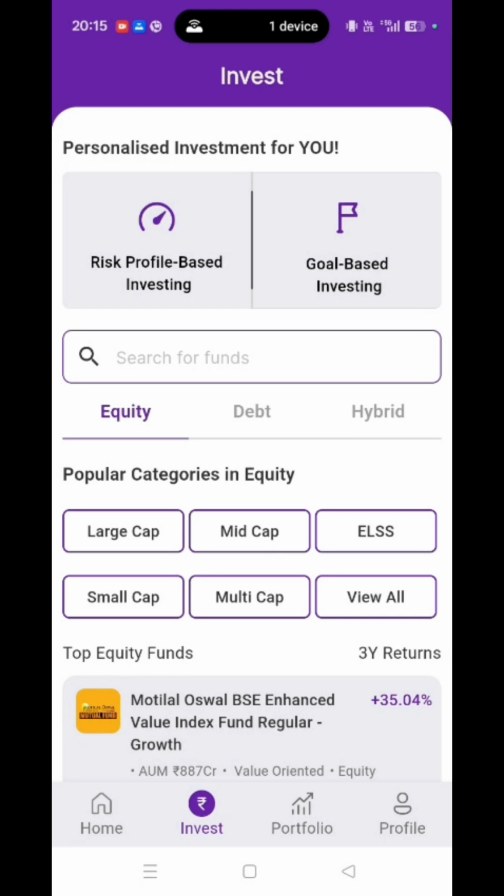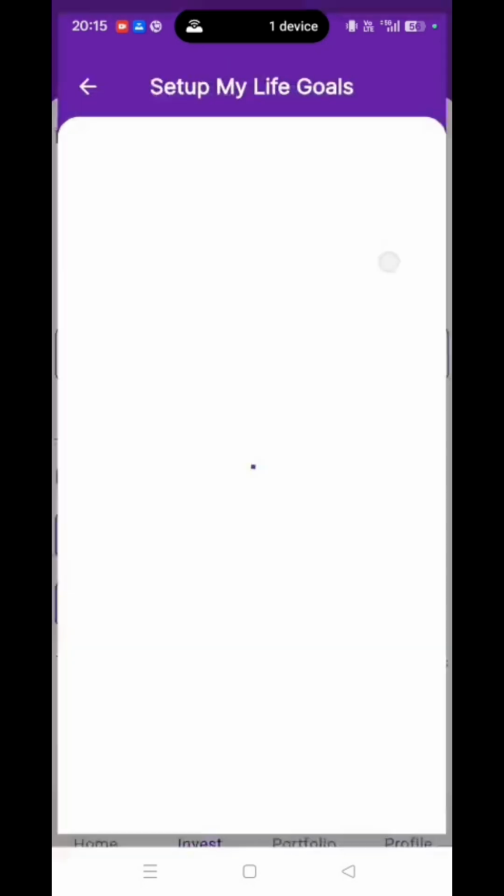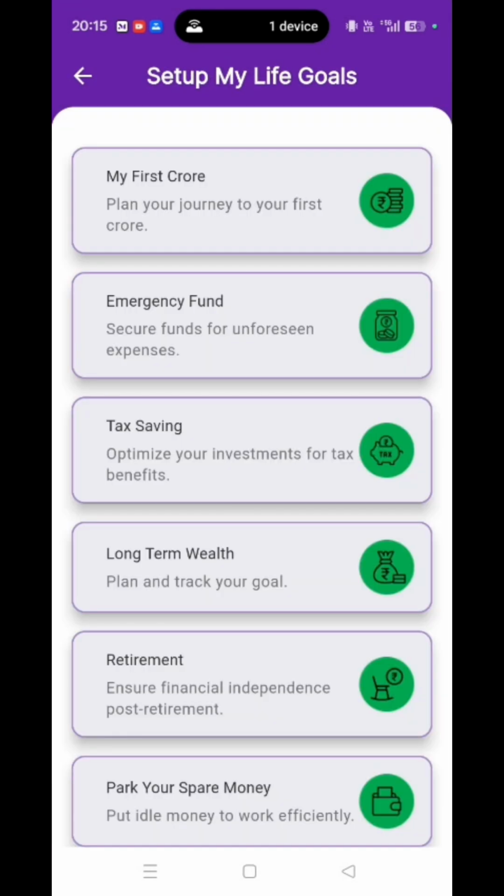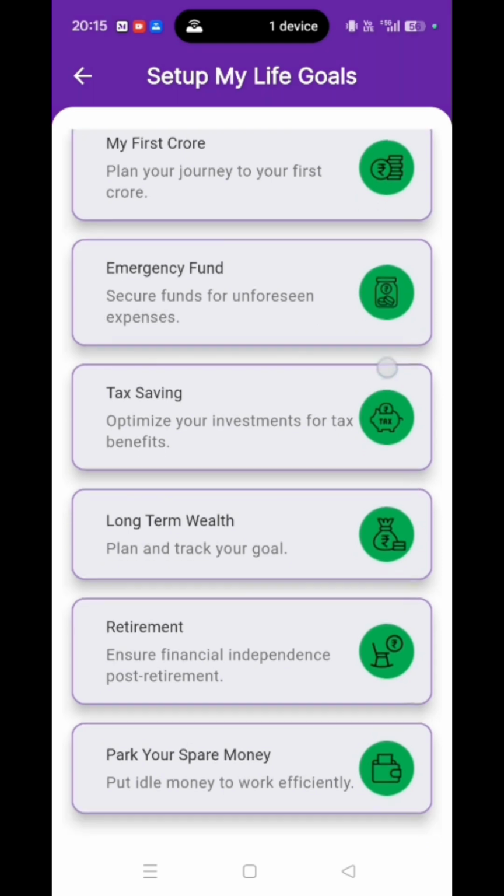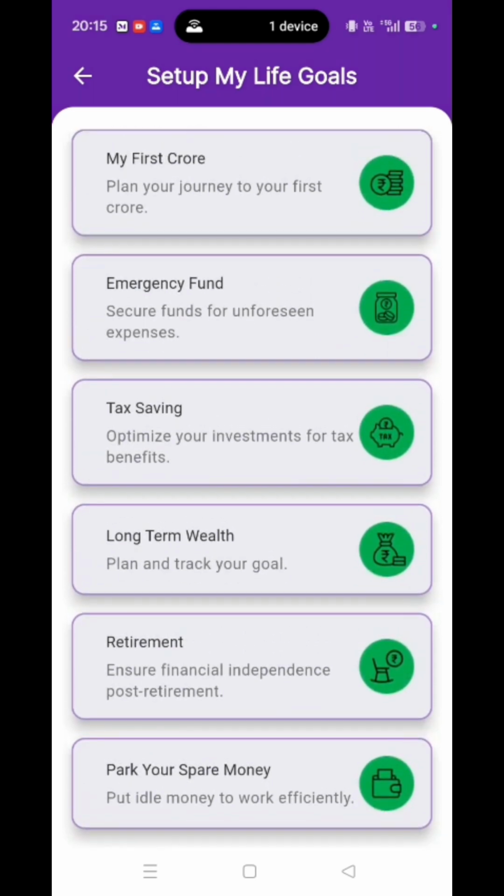We now explore the goal based investing section, wherein we have various goals like My First Crore, emergency fund, tax saving, long term wealth, retirement, and park your spare money.